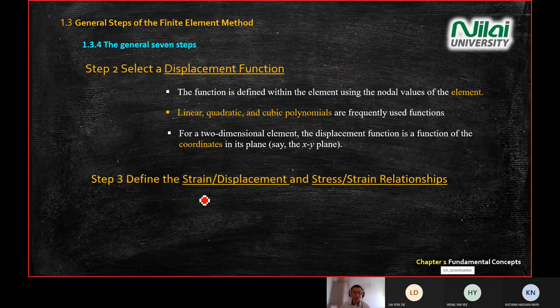Okay. The third step is to apply the displacement equation. So for example, we look at strain displacement. What is strain? If you learned in stress analysis, strain is this symbol. Stress is this symbol. You have tensile stress, compression stress, and all this. Okay. Stress equal to force divided by area.